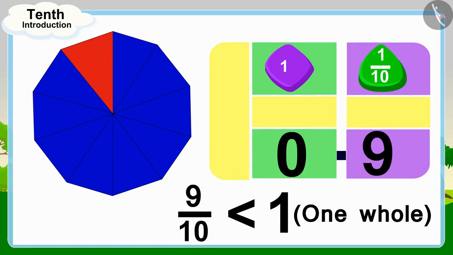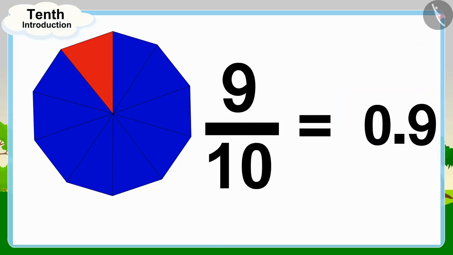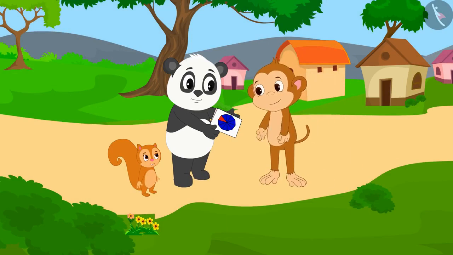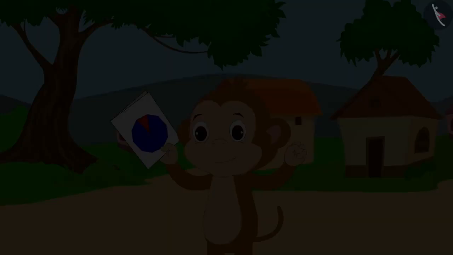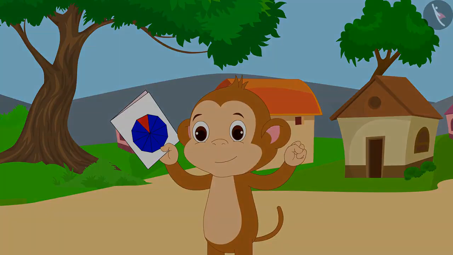In this way, Golu has filled blue color in 9/10 or 0.9 parts of the flower. Chanda and Golu were very happy. They immediately went and gave the greeting card to Babban. On receiving that beautiful greeting card, Babban started dancing happily.